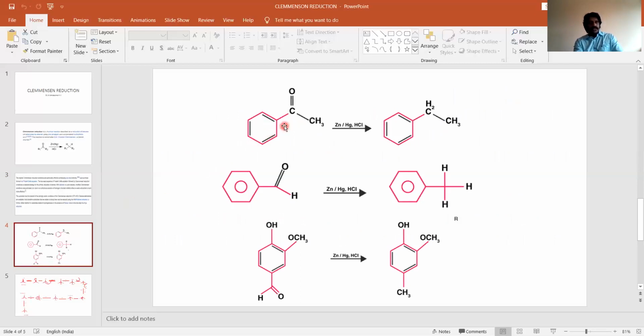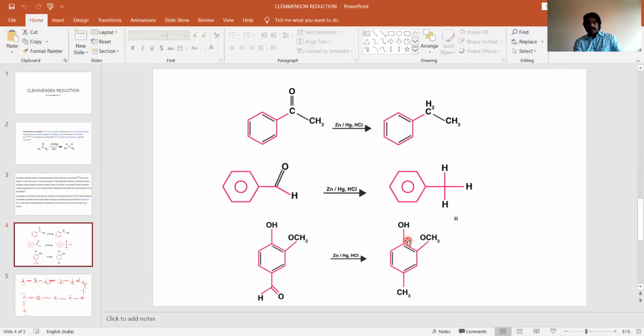Look at here, acetophenone is an example of a ketone, which is converted into ethyl benzene in the presence of zinc, mercury, and HCl. Another compound, an aldehyde, benzaldehyde, is converted into methyl benzene in the presence of zinc, mercury, and HCl. One more example, again an aldehyde, 4-hydroxy 3-methoxy benzaldehyde is converted into a phenol derivative, 4-methyl 2-methoxyphenol.